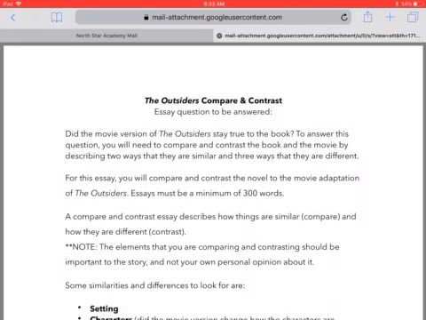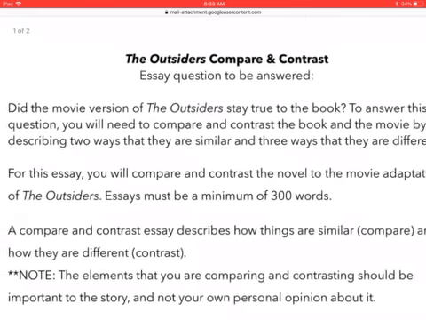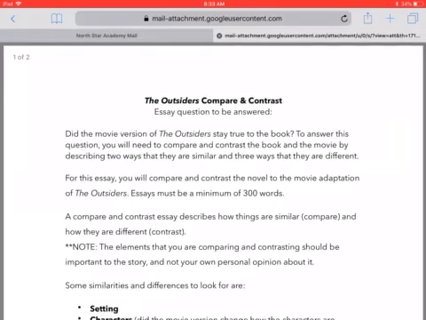I just wanted to quickly review the essay because that's what you're working on today. Some of you have already started, but for those of you who haven't started, this will be a good refresher. First of all, the essay question that you will be answering in your introductory paragraph, which will be your thesis statement, your main argument, is: did the movie version of The Outsiders stay true to the book? In order to answer this question, don't answer yes it did or no it didn't. You have to rewrite it in a statement, okay?